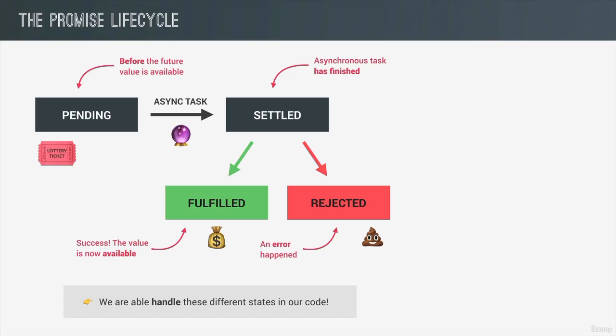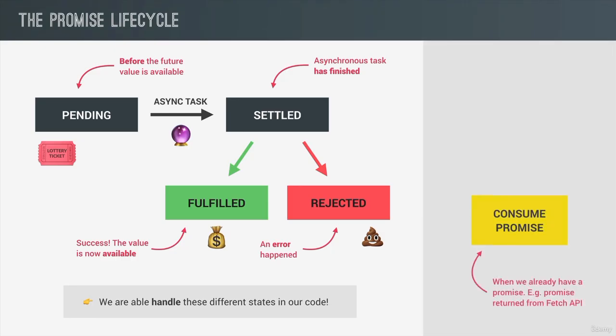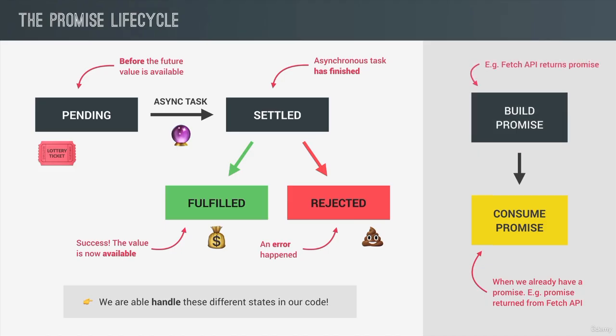Now, these different states that I showed you here are relevant and useful when we use a promise to get a result, which is called to consume a promise. So we consume a promise when we already have a promise. For example, the promise that was returned from the fetch function right at the beginning of this video. Remember? But in order for a promise to exist in the first place, it must first be built. So it must be created. In the case of the fetch API, it's the fetch function that builds the promise and returns it for us to consume. So in this case, we don't have to build the promise ourselves in order to consume it.